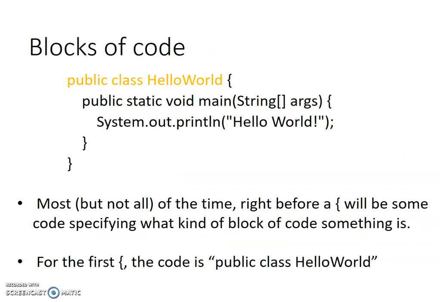Most of the time, not all the time, right before the curly brace there'll be something that says what the code inside the curly brace is all about. For the first curly brace here, it's telling us that it's a public class, HelloWorld. So it's a public class, and the name of the class is HelloWorld. That's what it's telling us.